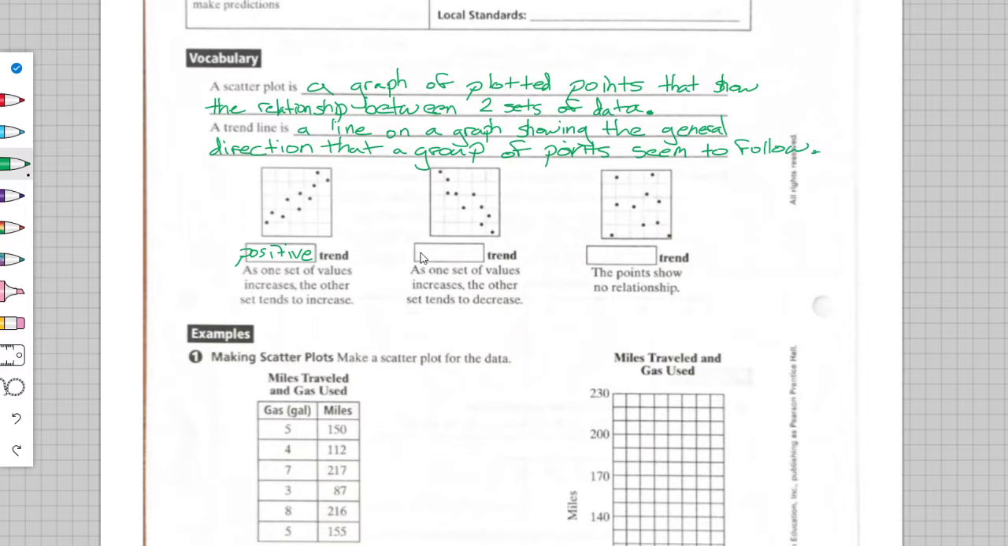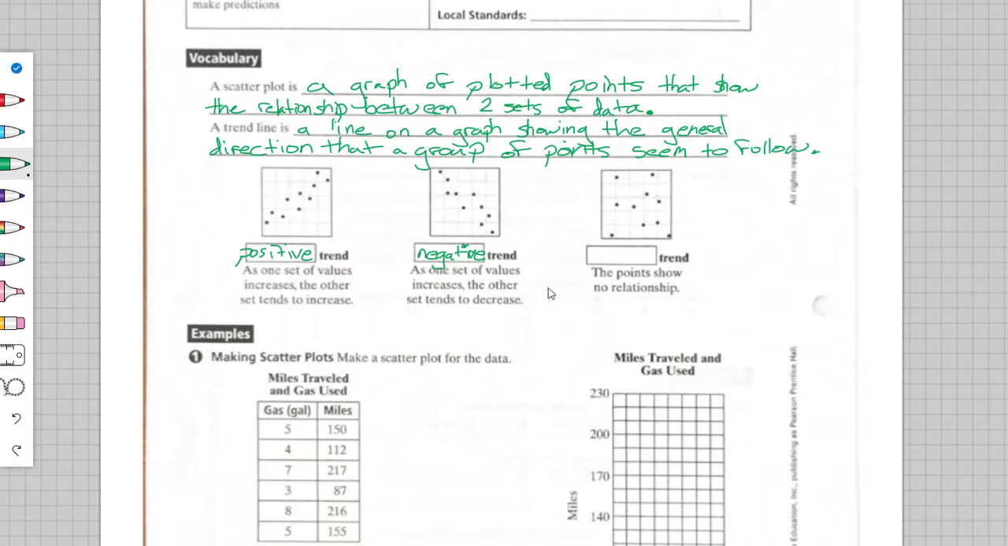So the inverse of that then is going to be a negative trend. Handwriting's not working today. As one set of the values increases, the other set tends to decrease. So as we move right, as our x values increase, our y's tend to decrease.